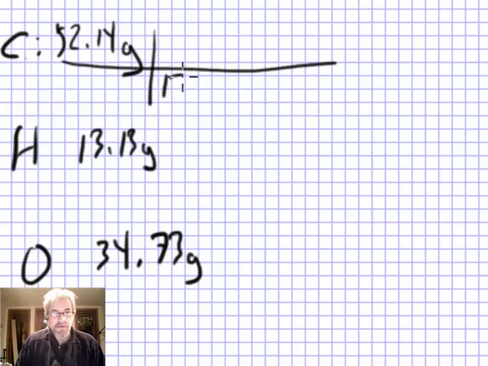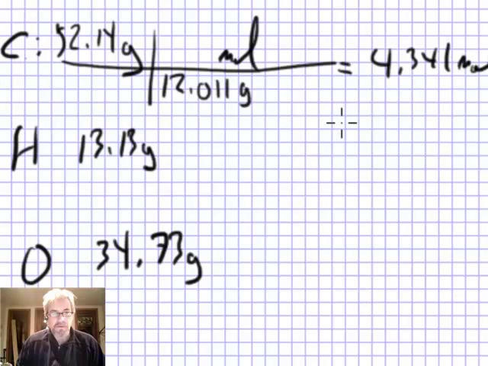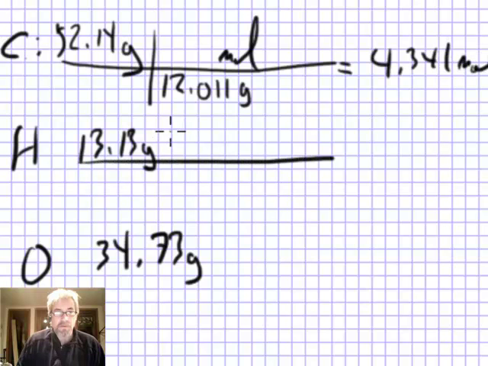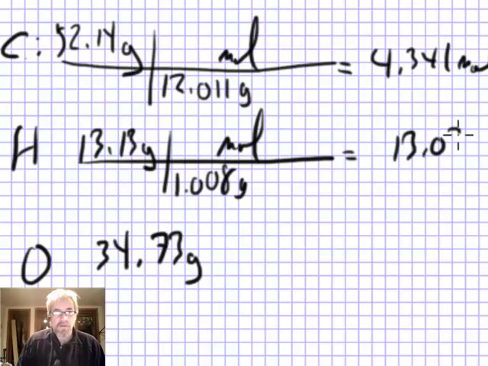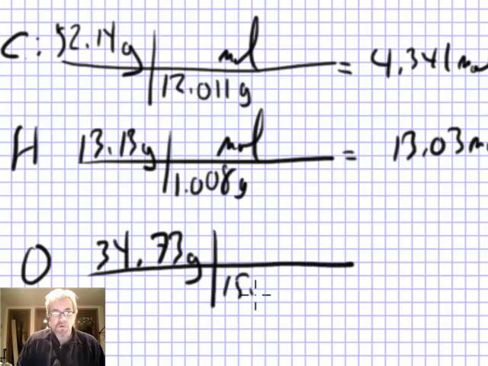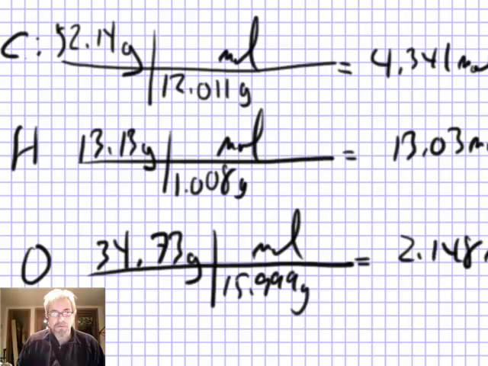So for carbon, that's 12.011 grams per mole, and the result that I get is 4.341 moles to four significant figures. Hydrogen, 1.008 grams per mole. So that gives me 13.03 moles of hydrogen in a 100 gram sample. And in the same sample, for my oxygen, I divide by 15.999 grams per mole, and that leaves me 2.148 moles of oxygen in that sample.